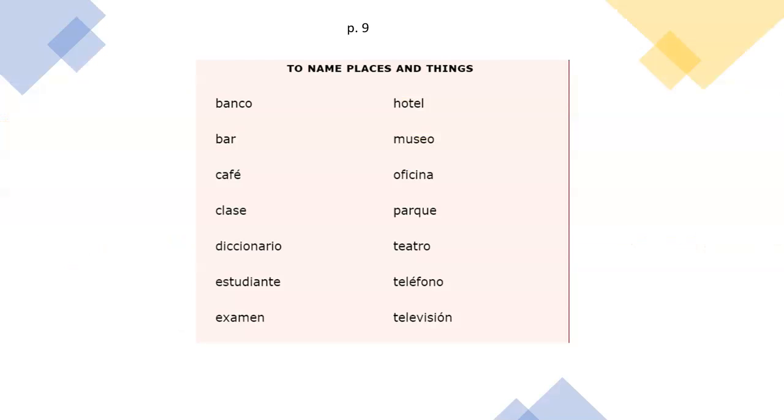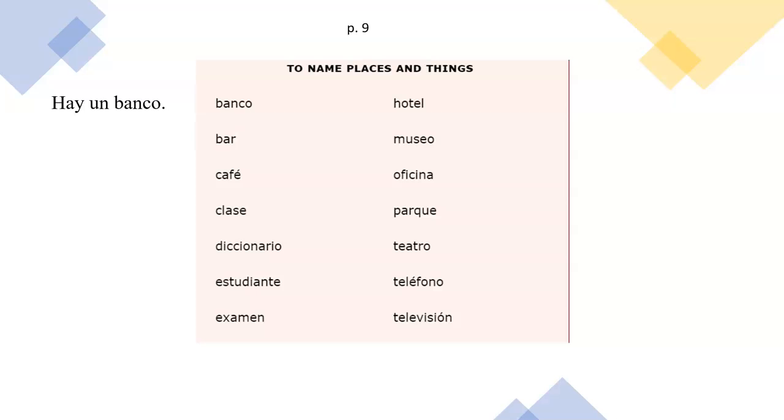So this is in your textbook on page 9. These are just some names of places and things, and a lot of them are cognates. A cognate is something that looks or sounds like English. Okay, so banco, bank, bar, café, clase, diccionario, estudiante, examen, hotel, museo. That's museum. Sometimes maybe that's not the easiest cognate. Oficina, parque, teatro, teléfono, televisión.